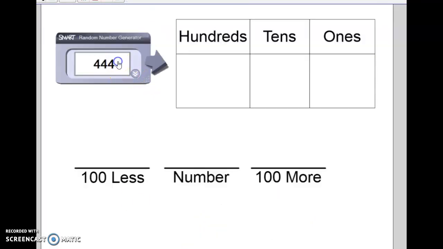Alright, let's get our number. Ooh, 400. 44. I like that. Alright. 100 less. Take this number in the hundreds place and take one away. What does that turn our number into? 344. Take this number, add one more. What does it become? 544. Good work today.